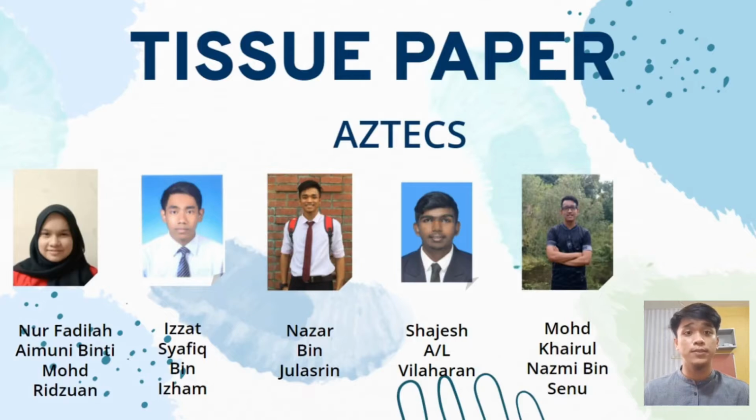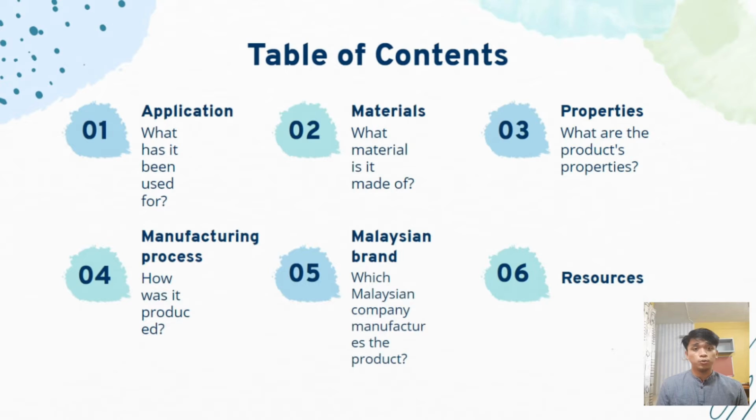We, AZTECS Group, students of Mechanical Engineering, Universiti Kebangsaan Malaysia, Faculty of Engineering and Built Environment, would like to talk about tissue paper. In this video, we will talk about the application of tissue paper, which will be further explained by Nur Fadhilah, as well as the material used to make tissue paper, which will be discussed by Muhammad Shafiq, and the properties of tissue paper, which will be discussed by me, Nazar bin Julasrin. Shajesh and Khairul will explain the manufacturing process of tissue paper, and finally, an example of a Malaysian company.